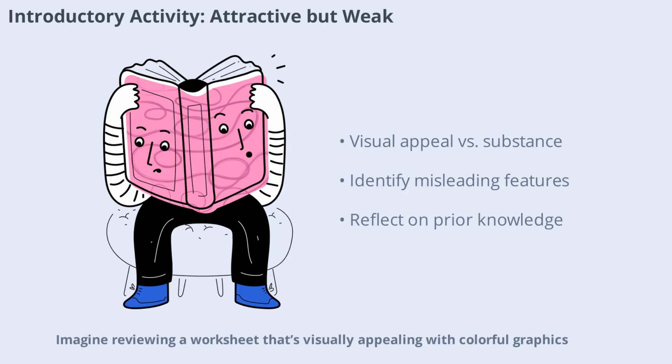Imagine reviewing a worksheet that's visually appealing, with colorful graphics, but has vague objectives, tiny text, and even a factual error. This activity asks you to identify what could mislead a teacher who judges resources mainly by appearance. It's a reminder that good looks don't guarantee instructional value. Reflect on what you already know, what you're unsure about, and what evidence or experience could change your initial view.